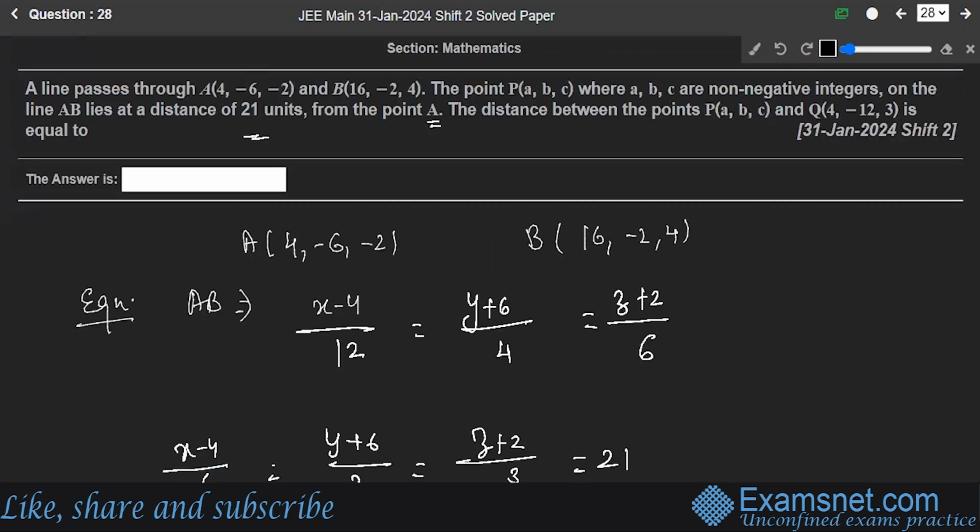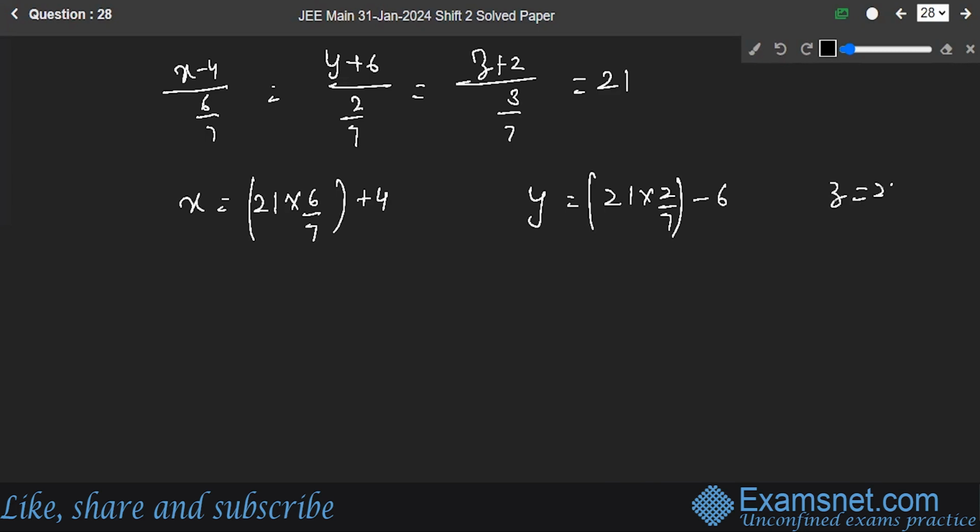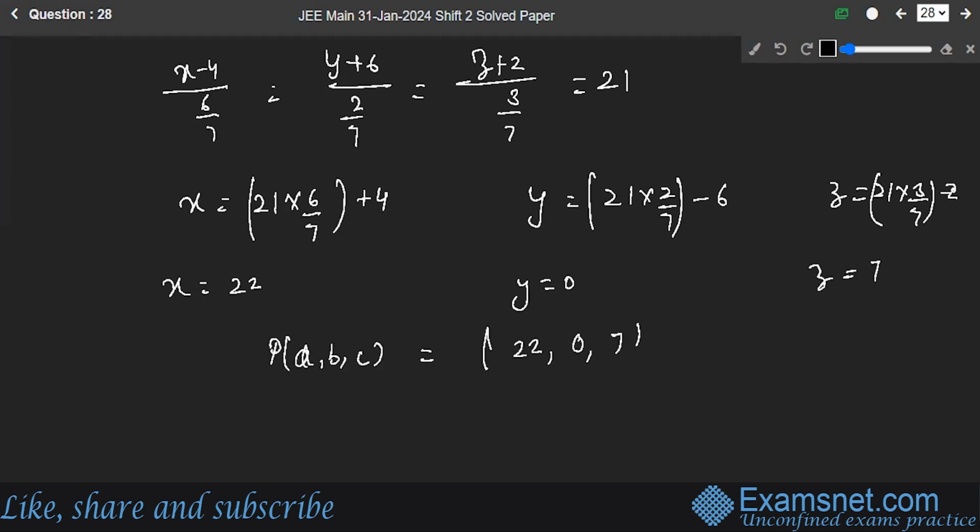So now this point P lies on this line, at a distance of 21 units. So this point P, x, y, z, will be calculated as 21 into 6 by 7 plus 4. Y will be 21 into 2 by 7 minus 6. Z will be equal to 21 into 3 by 7 minus 2. All right. So you will get the value of x as 22, y will be equal to 0, and z will be equal to 7. This is your P coordinate. Actually, this is your ABC. So P point will be 22, 0, and 7.